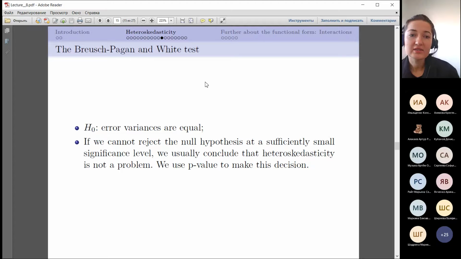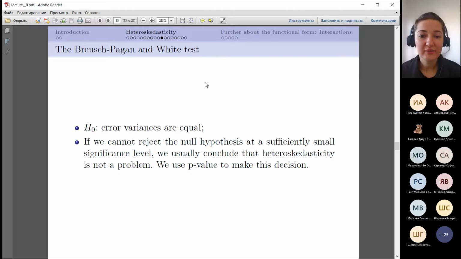Okay, and now let's start with the general idea of two popular tests. The first one is Breusch-Pagan and the second one is White test. The null hypothesis is that the error variances are equal, that we have homoscedasticity in our model. So if we cannot reject this null hypothesis, it will be good for us, yeah? We can assume that we don't have the problem of heteroscedasticity if we cannot reject the null hypothesis. This is our desired property of ordinary least squares estimators.